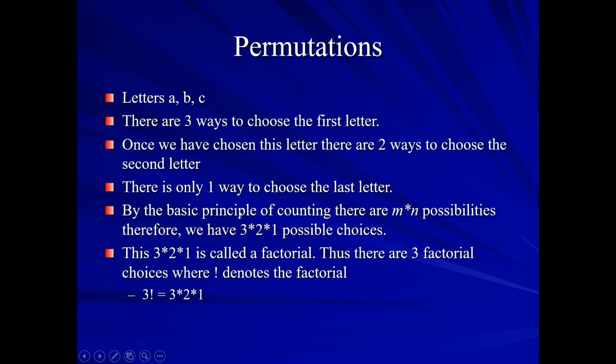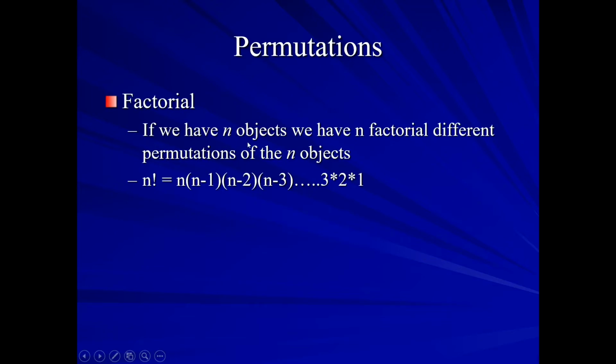Now, if we look at the basic principle of counting, we said there are m times n possibilities. So we have 3 times 2 times 1 possible choices. And this is called a factorial. Here we have 3 factorial choices, where this exclamation point denotes our factorial. So here we've written 3 factorial. That is 3 times 2 times 1. In general, if we have n objects, and we have n factorial different permutations of these n objects, then we're going to say that n factorial is equal to n times n minus 1 times n minus 2 times n minus 3 times ... all the way down to times 3 times 2 times 1.